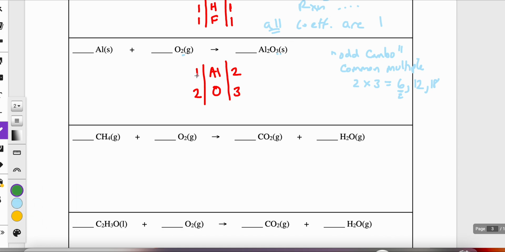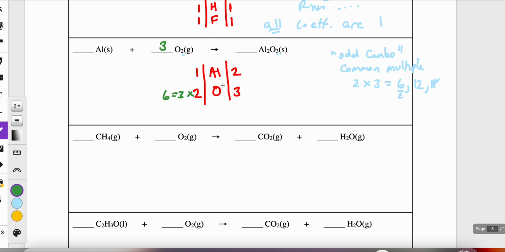So when I take a look, aluminum needs to be balanced. Oxygen also needs to be balanced. So I'm going to start with the odd combo, where 2 and 3 try to make them equal to 6. So over here, I have 2 oxygens, and if I put this 3 in front of the O2, that means I need to multiply its subscript by 3, making my oxygen count now 6.